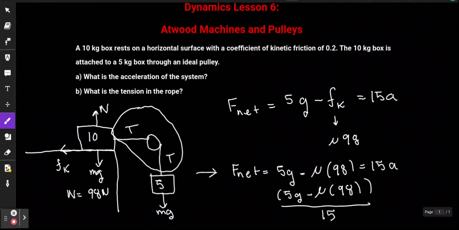We have 5 times 9.8 minus 0.2 times 98, divided by 15. And this gives us an acceleration of 3.12, or 3.136. Oh, sorry, 3.136 meters per second squared.